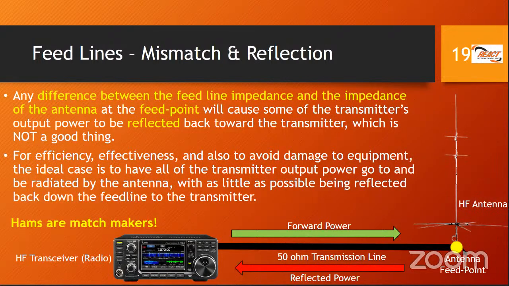So hams are matchmakers, when we aim to match the feed point impedance of the antenna with the transmission line. So we say here that for efficiency and effectiveness and to avoid damage to equipment, the ideal case is to have all of the transmitter output power go to and be radiated by this antenna. That's what we want, with very little being reflected as far as possible down to the transmitter. So again, hams are matchmakers, or at least we try to be.